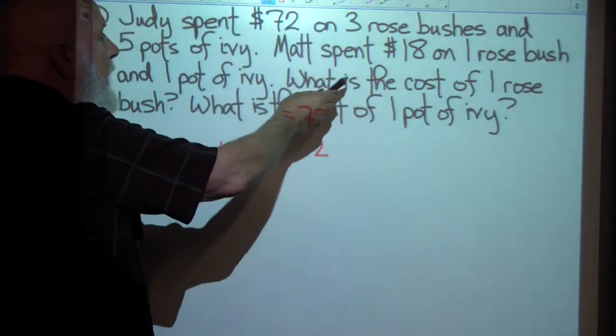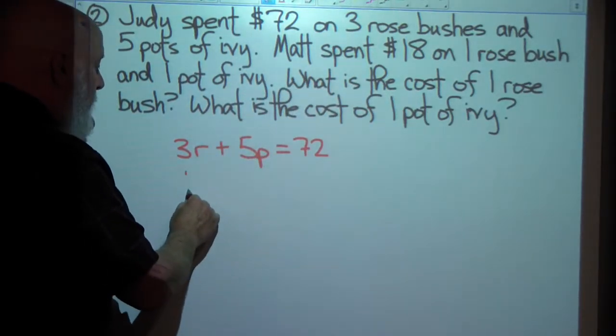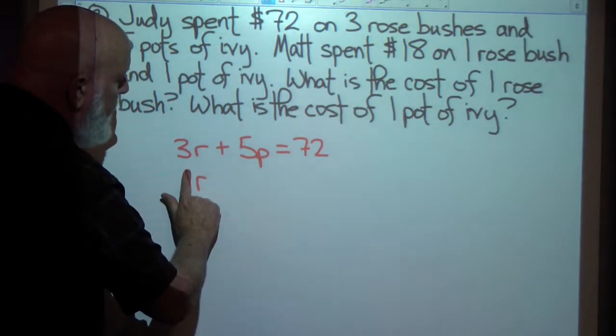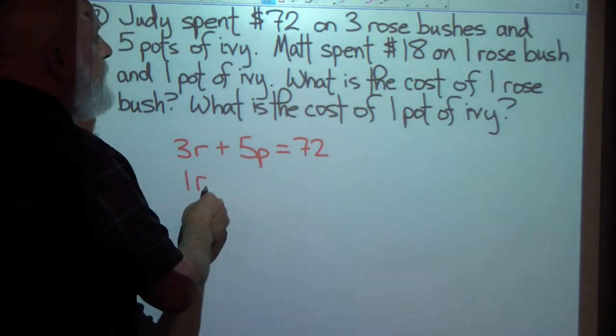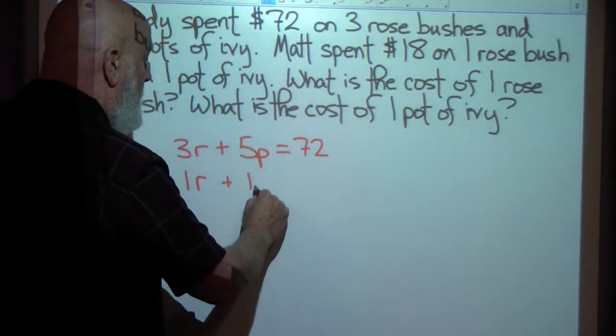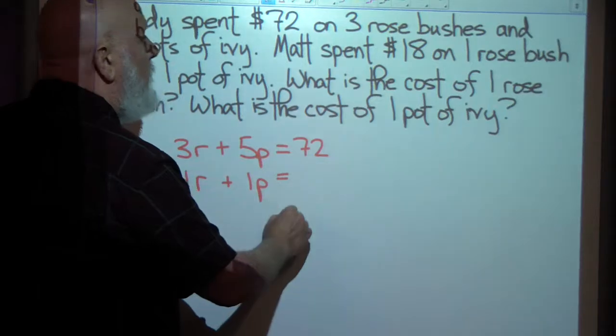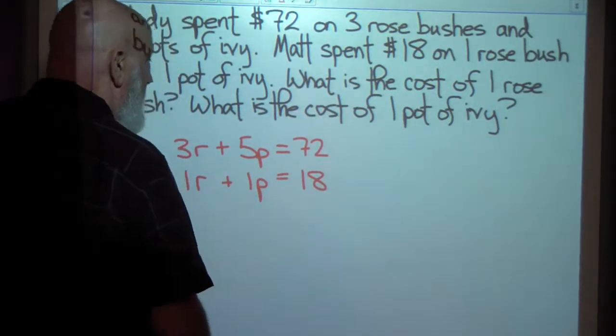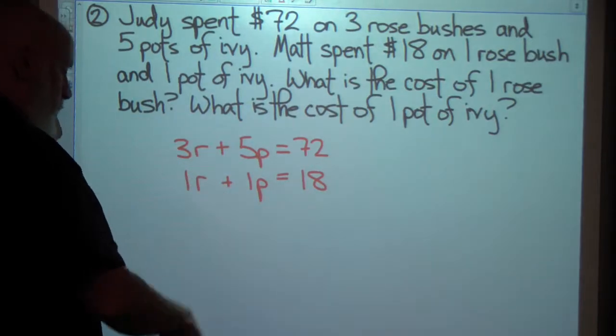Matt, he spent $18 on 1 rose bush. You can call it 1R, or you could just call it R. If you just call it R, there's an implied 1 here. 1 rose bush and 1 pot of ivy is $18. What's the cost of each?